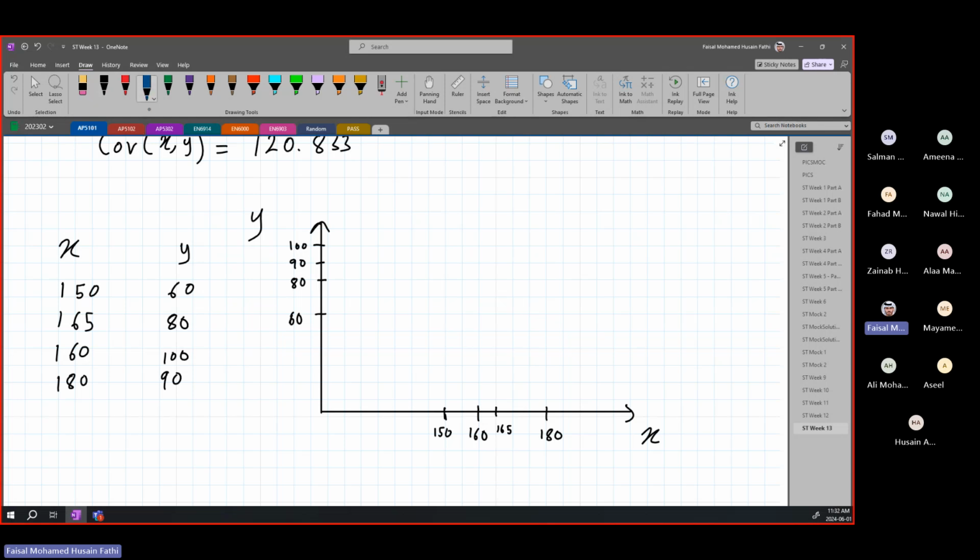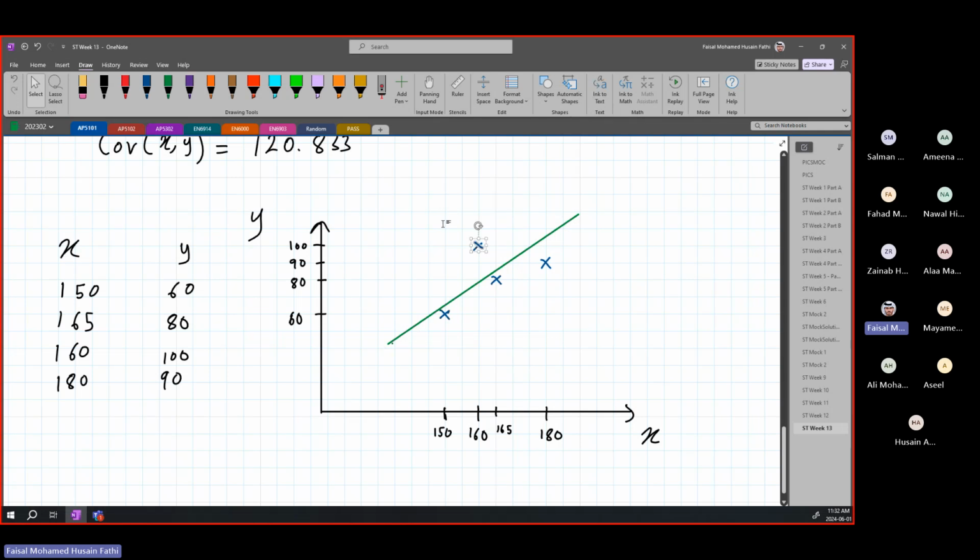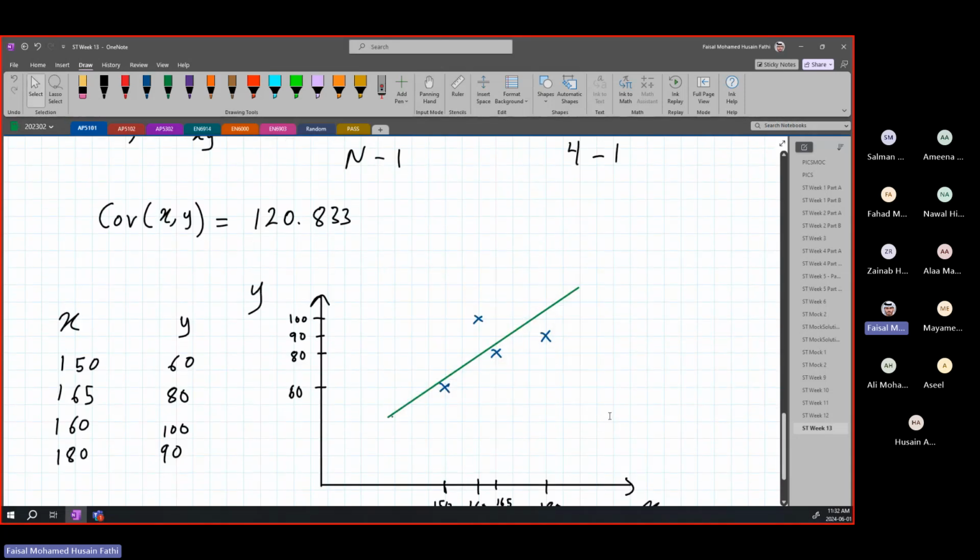So if we want to plot the points now, at 150 we had 60, so it's somewhere around here. At 165 we had 80, so it's somewhere around here. At 160 we had 100, so it will be somewhere around here. And at 180 we had 90, so let's say it's somewhere around here. Okay, so we are basically trying to see for a line that is almost going through everything and seeing how much variation there is of this line. This is kind of the idea of covariance. We are trying to relate all these points to this line.